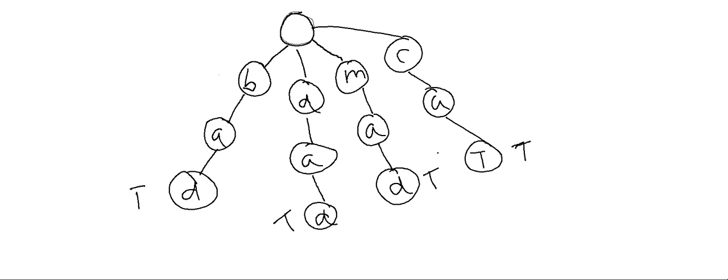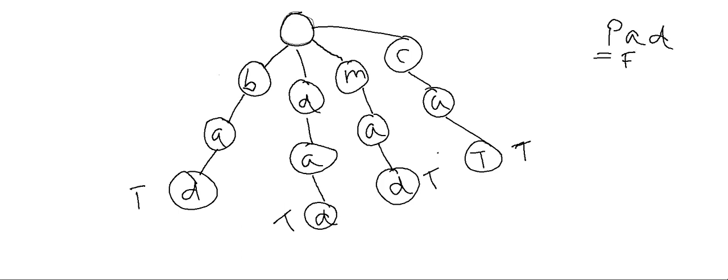Now we are searching for the word P, A, D. So we'll take the first character P. We'll see, does this root have any child P? No, we have B, D, M, C, but we don't have P, so that's going to return false.